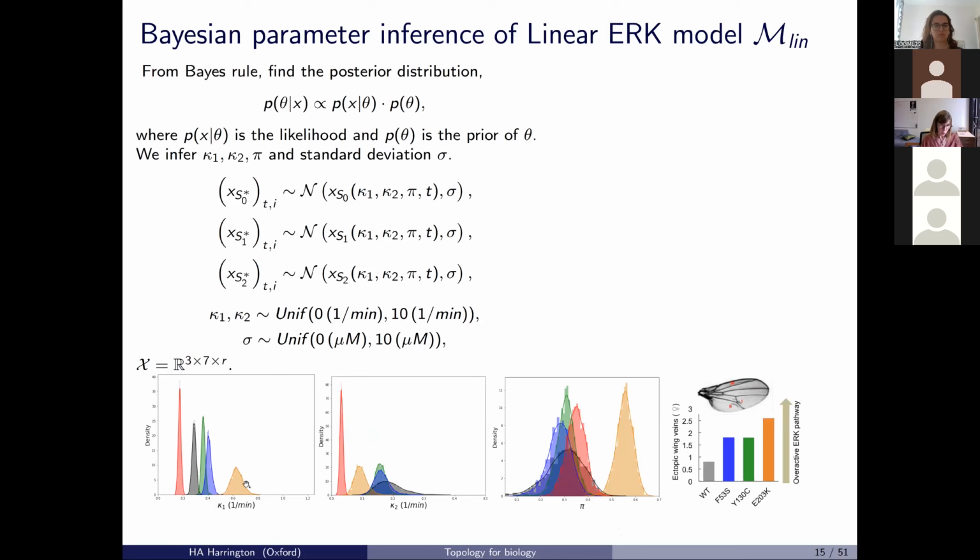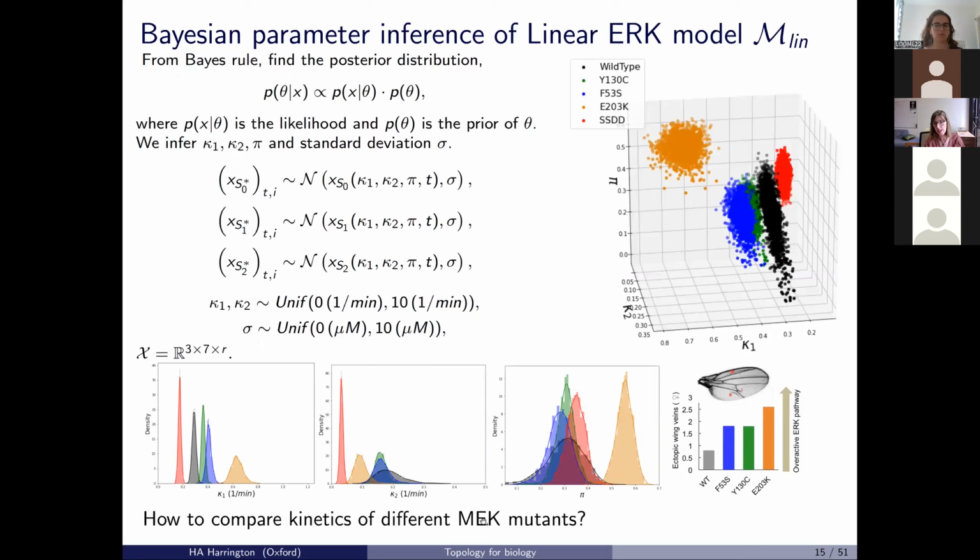And so what I should highlight is that the black one here is the wild type, and the orange here is the mutation that's involved in cancer. But we also see, because they have a fruit fly wing lab, that we have dysfunctions in the fruit fly wing. We also see that this SSDD mutant, while it's not very interesting in their parameter pi, is very different in the other two parameters. And so we wanted to ask how to compare the kinetics of these different MEK mutants, and there are many different ways to compare these posterior distributions.